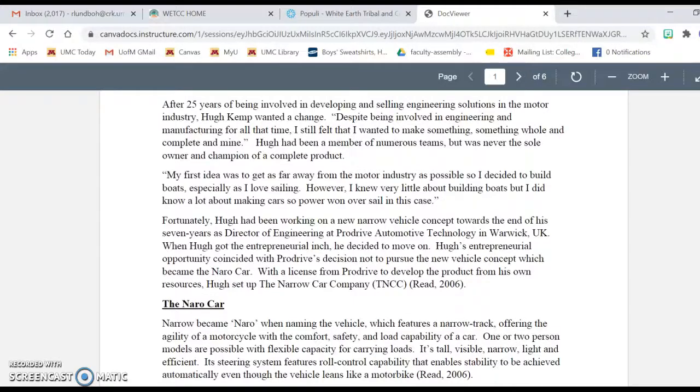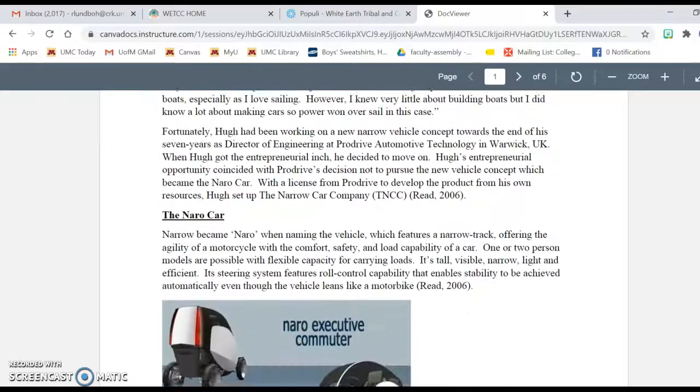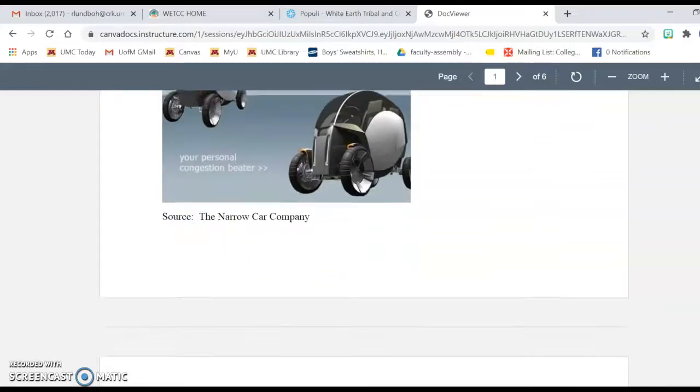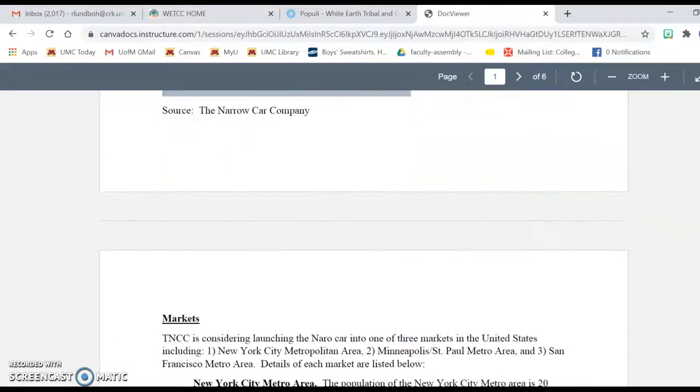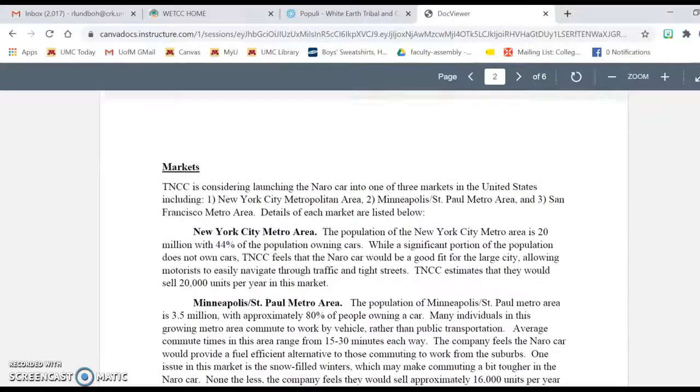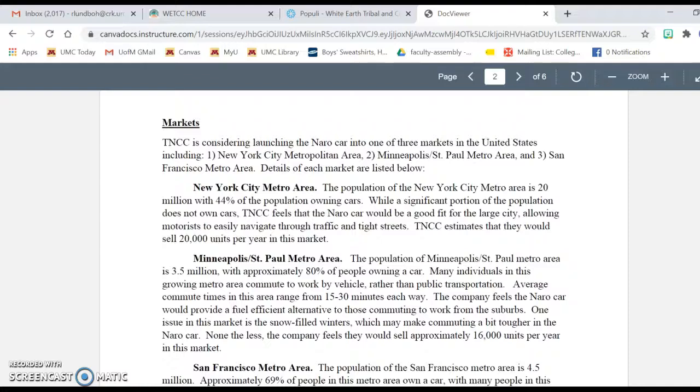You can read this for yourself, but basically this person wants to create this small car called the Narrow Car. It's a one-person car which offers a narrow track. So it has the agility of a motorcycle with the comfort, safety, and capabilities of a vehicle. And it can fit 1 or 2 people depending on the model. So as an entrepreneur and small business owner, you need to decide on a couple things.